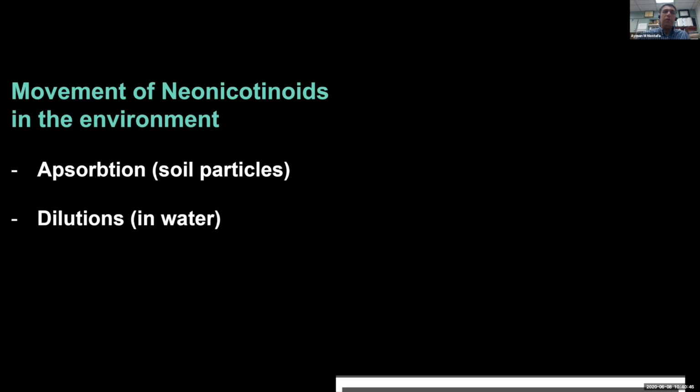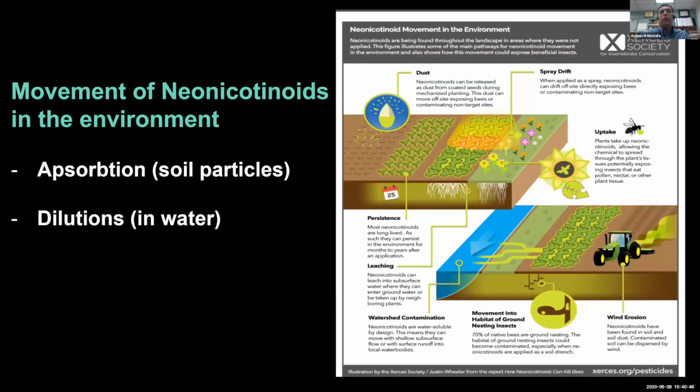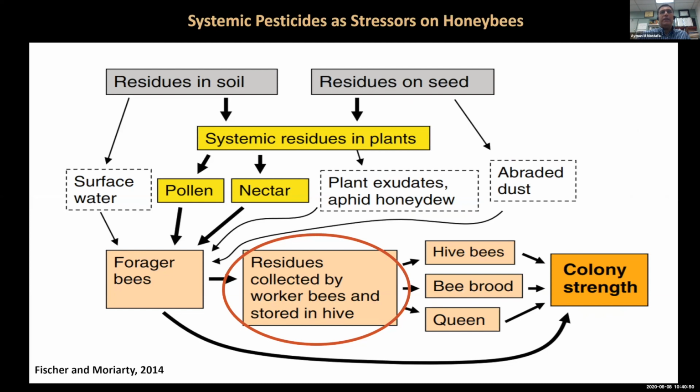They are absorbed in the soil, and they are absorbed in the water too. And these are the two ways. This is a little bit of a complicated chart, but once you have residue in the soil, it will go with the surface water and reach the bees when they are drinking water, or it will go to the plant, through the nectar and the pollen, and go to the bees as well.